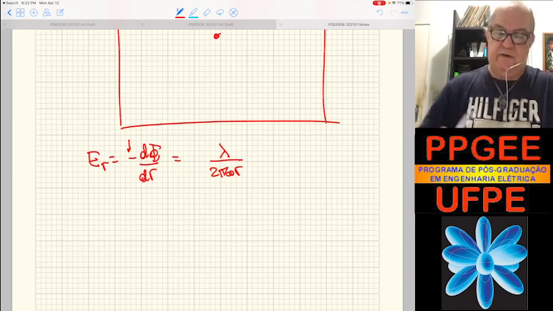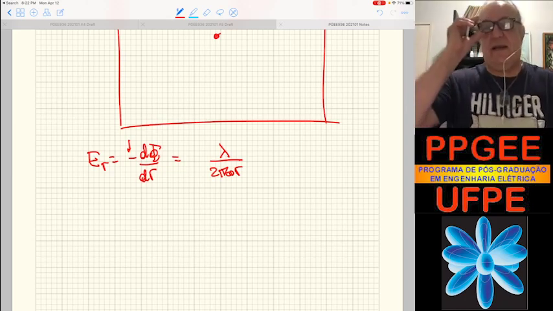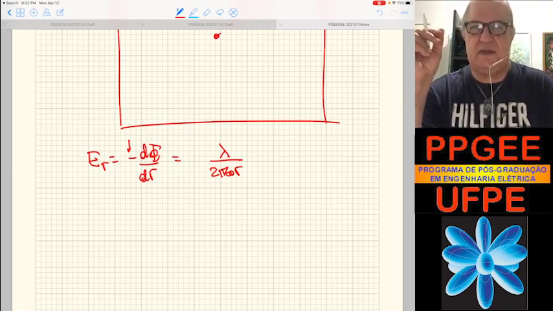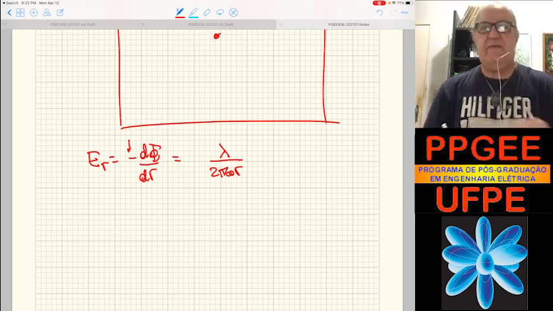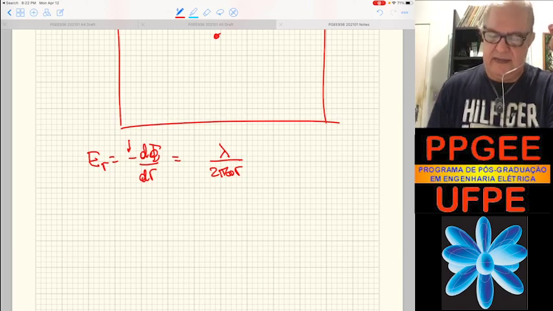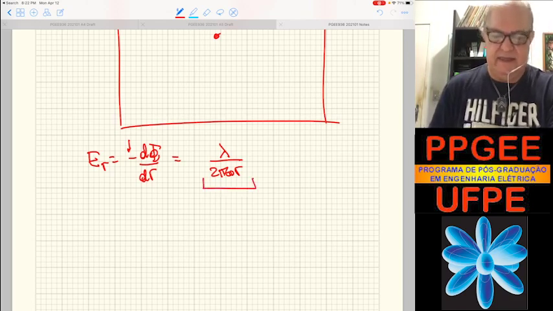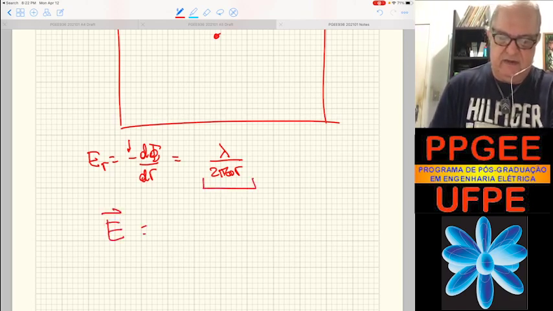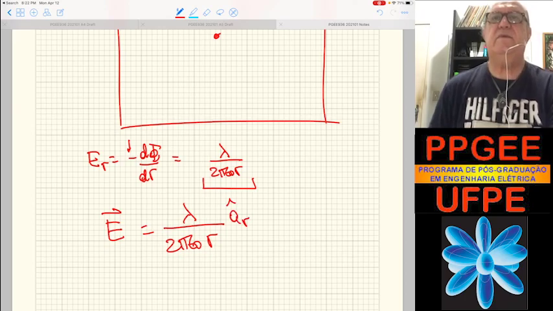So the E field is the E field that we calculated before with Gauss's law, right? If we make an infinitely long wire, that's the exact result we get. The E field equals lambda divided by 2 pi epsilon 0 r, a_r. Okay?